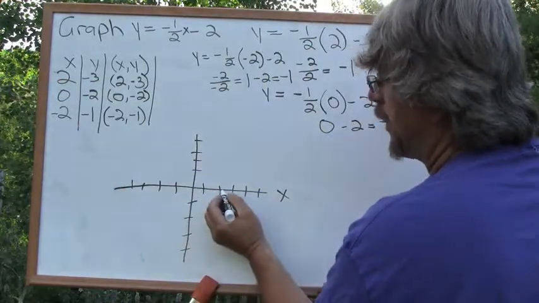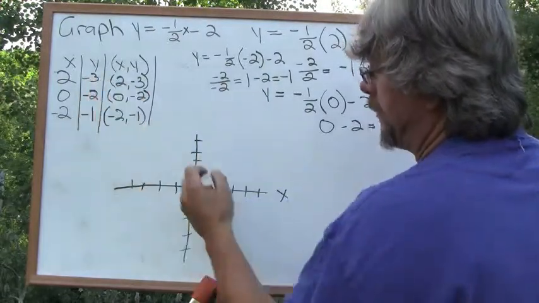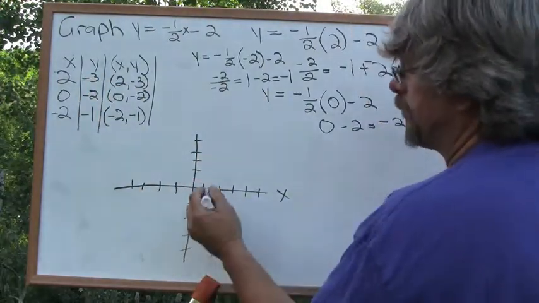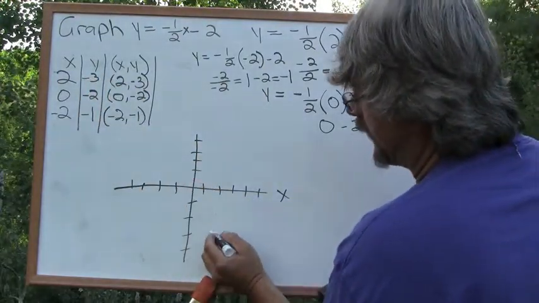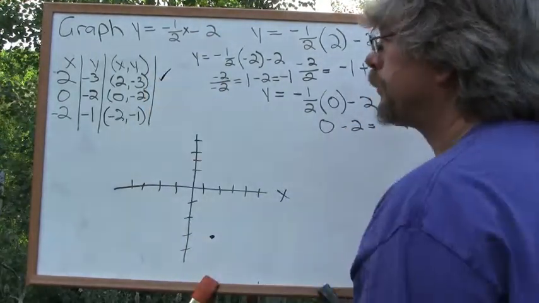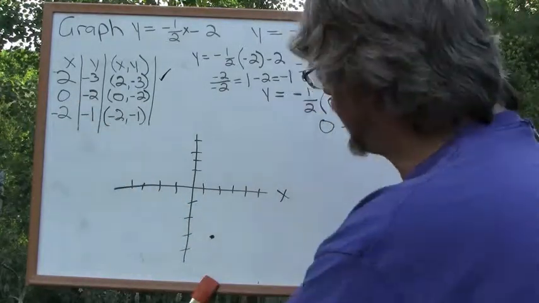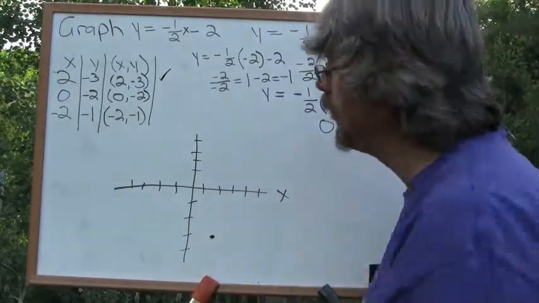So we have 2 and negative 3. So we come over here, positive 2 for x. Y is going to be a negative 3. We know negative is below the x-axis, so we come down here negative 3, and there's the first coordinate point. Hey, even the cows agreed with me. He said, yes, that's the correct coordinate point.